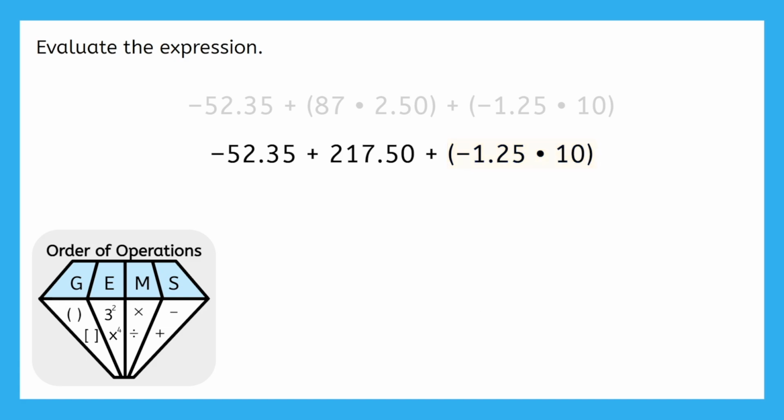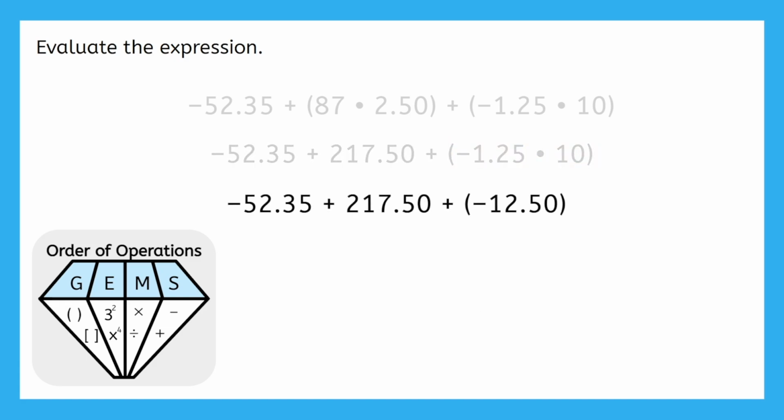What's next? Look for exponents, which we don't have. We also don't have any multiplication or division, so we're left with addition. We'll work from left to right. Add negative 52 and 35 hundredths plus 217 and 50 hundredths.